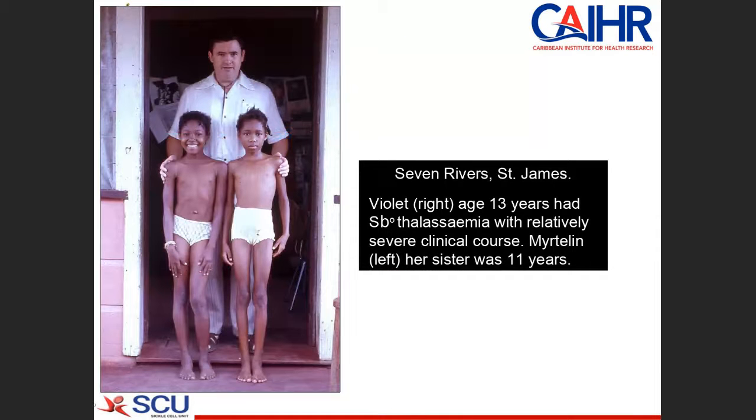And again, just to highlight the disease variability, this is Prof. Sergeant with 2 of his patients years ago. Violet, a known patient, 13, she had sickle beta naught thalassemia, and she had a relatively severe clinical course. This is her sister, Myrtlin, who was younger than her. Can anybody tell me some of the stark differences between these 2 girls? What are some of the differences between the 2?